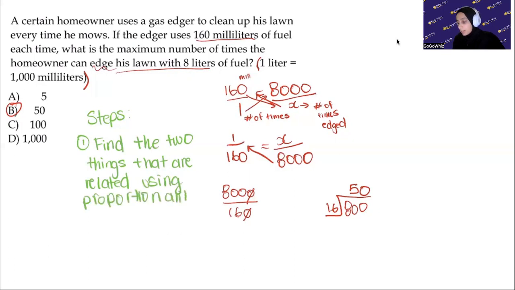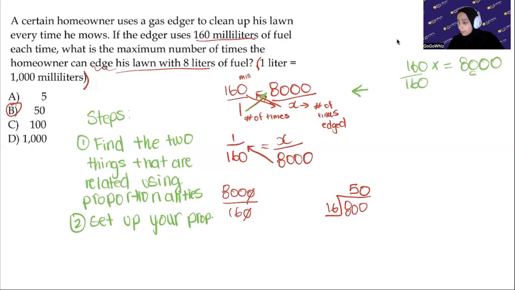Okay. And then the second step is to set up your proportionality in a way that's pretty fast. Like when I set it up the other way, I would have had to do 160 multiplied by x. Then I say 1 multiplied by 8,000, that's 8,000. Then I divide by 160, which isn't that long, but definitely having it like this is much faster, where x is already in the numerator.